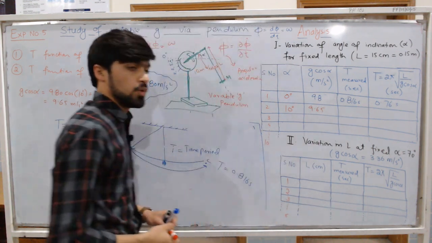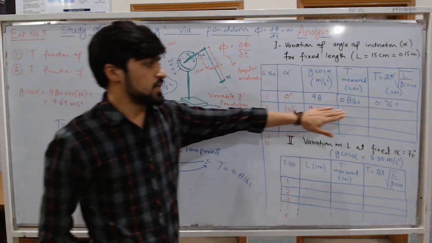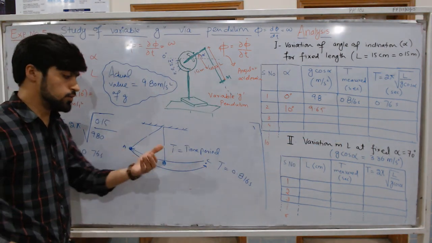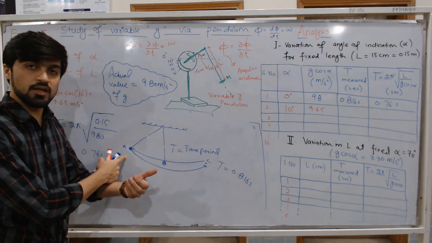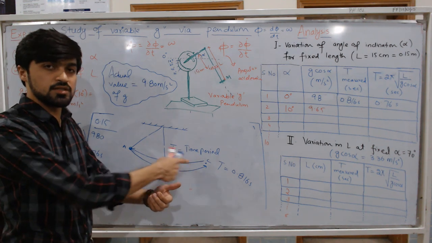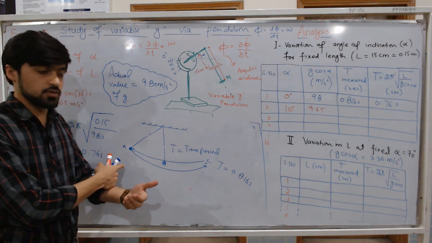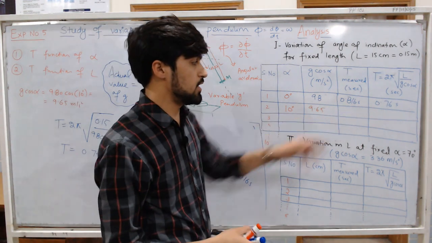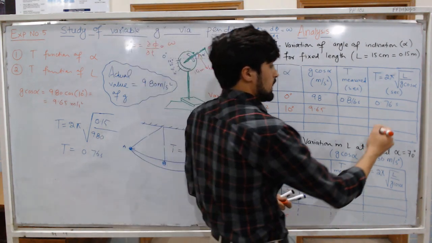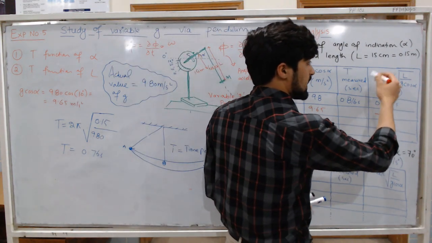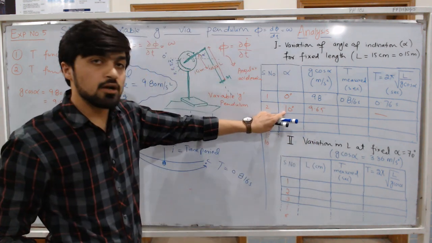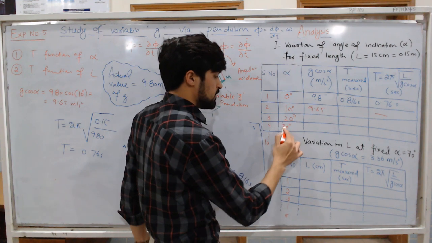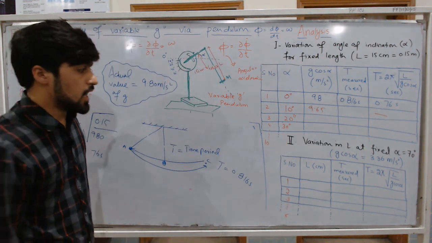And again, you will have to measure the time for one oscillation from A to C and C to A. So you will use the stopwatch. You will start the stopwatch at point A, and as it moves from A to C and C to A, you will stop the stopwatch. So the time measured will be the time for one oscillation. You will record that time here. Now, again, you will use this relation to calculate the time period for the case when the angle of inclination is 10 degrees. Now you will repeat it for 20 degrees, 30 degrees, 40, 50, 60, 70, 80, up to 90 degrees.